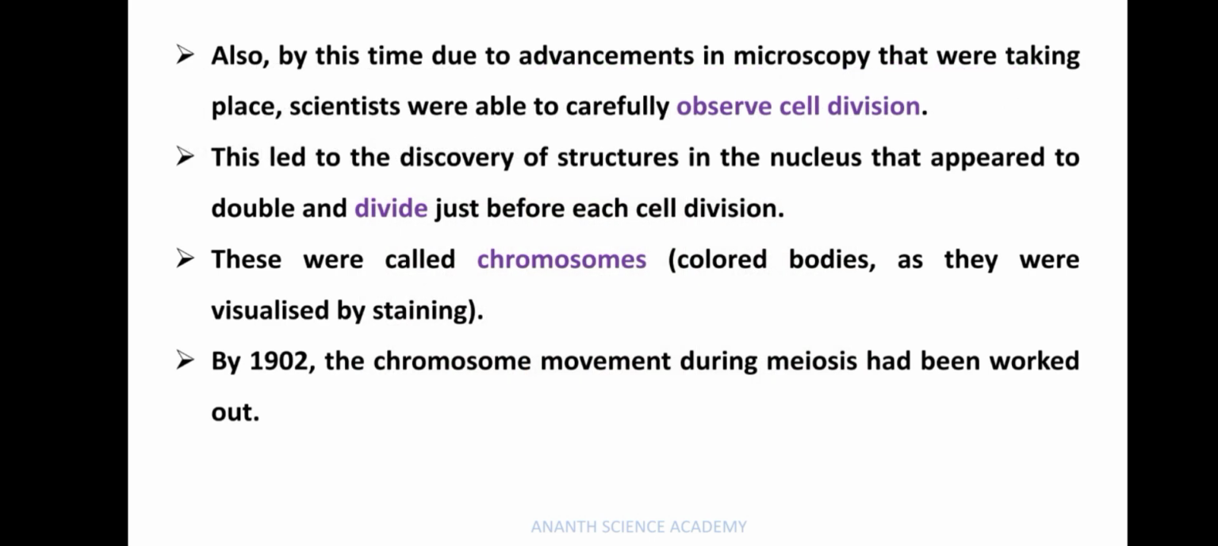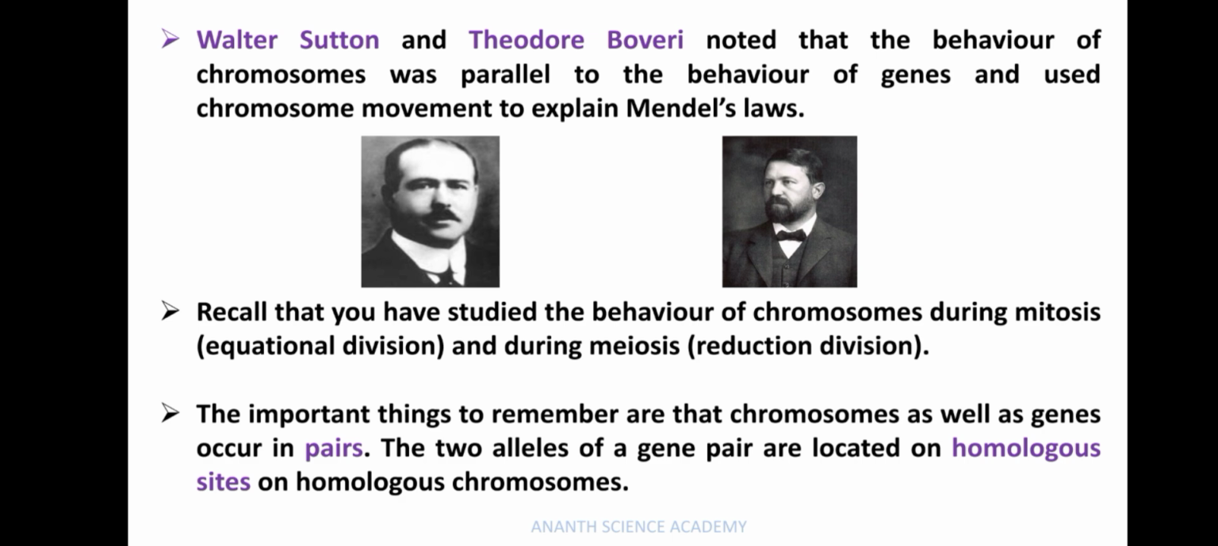Also, by this time, due to advancements in microscopy, scientists were able to carefully observe cell division. This led to the discovery of structures in the nucleus that appeared to double and divide just before each cell division. These were called chromosomes, which means colored bodies, as they were visualized by staining. By 1902, the chromosome movement during meiosis had been worked out. Walter Sutton and Theodore Boveri noted that the behavior of chromosomes was parallel to the behavior of genes and used chromosome movement to explain Mendel's laws.